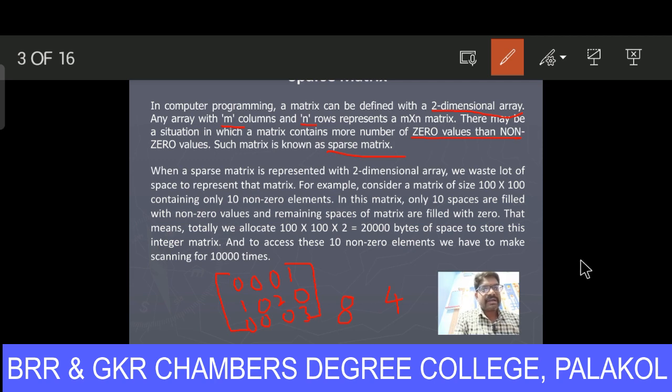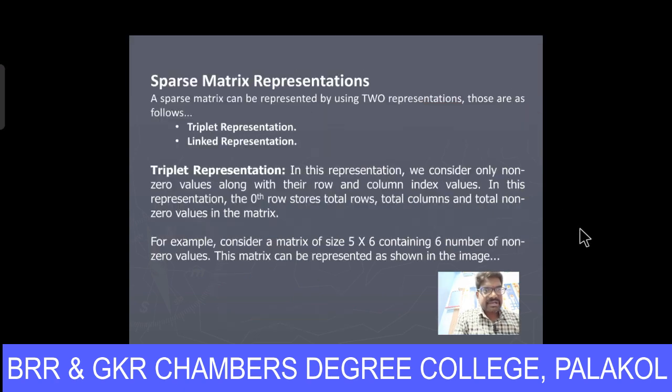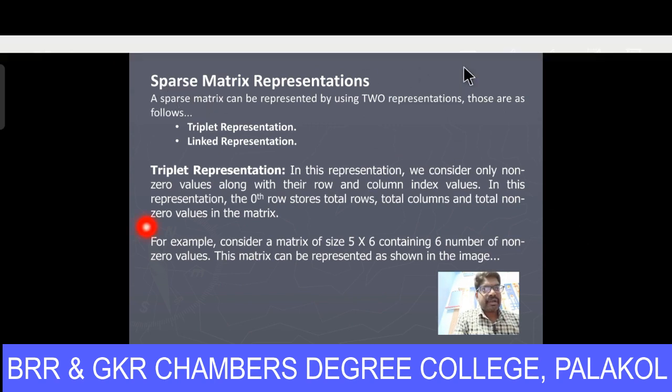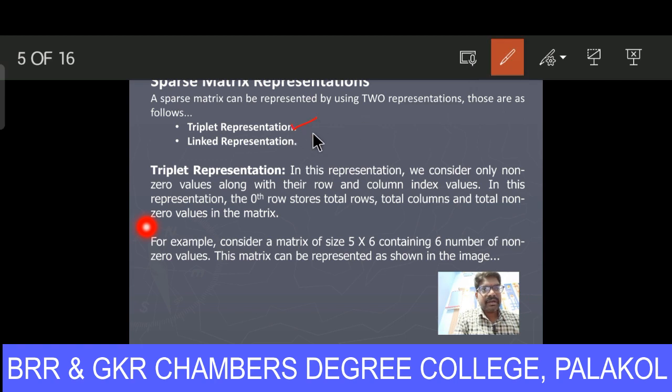We have to represent it in two ways: one is the triplet representation and the next one is the linked representation. So sparse matrix representations are of two types: triplet representation and linked representation. What is the triplet representation? Triplet, tri means 3, that means row, column and value. In this representation we consider only non-zero values. We do not consider the zero values here. We consider only the non-zero values along with their row and column index values.